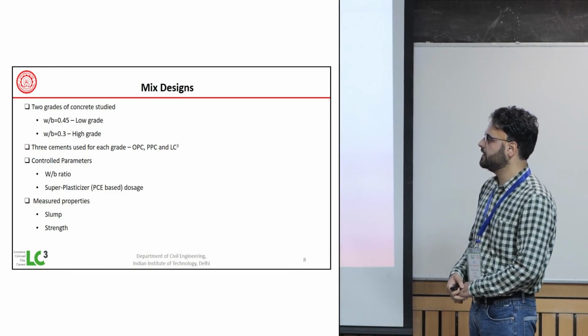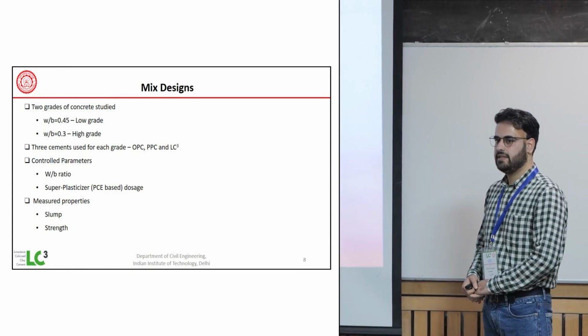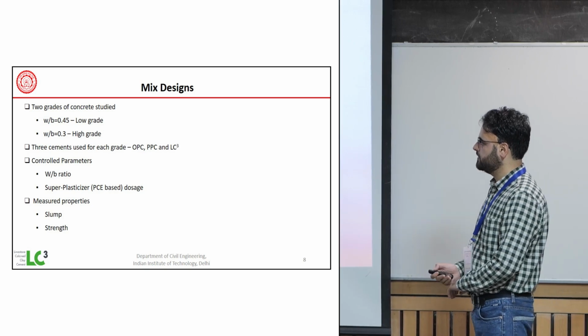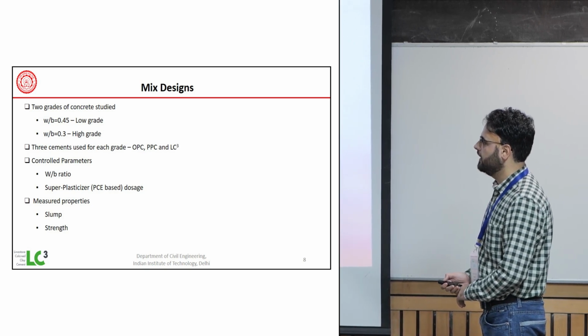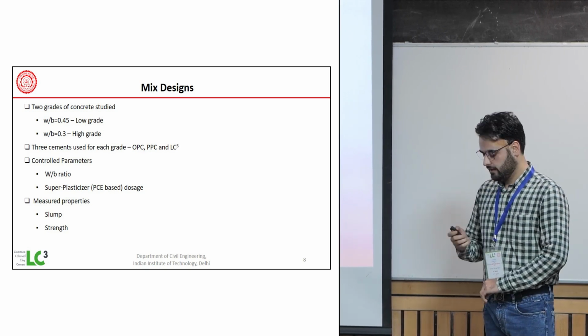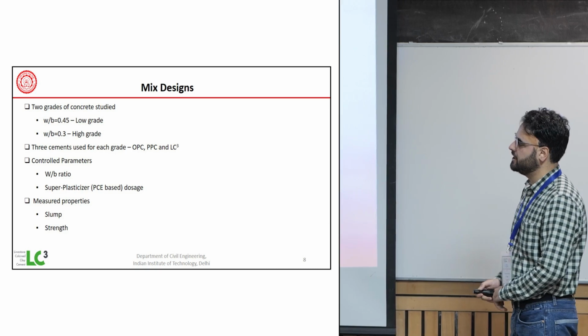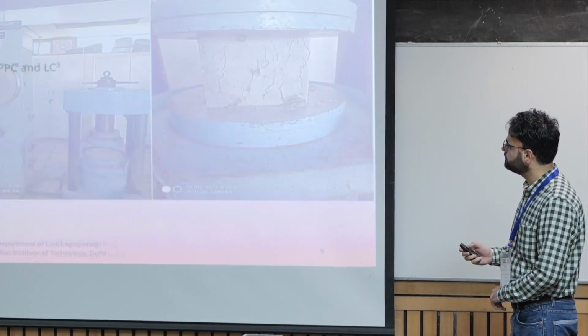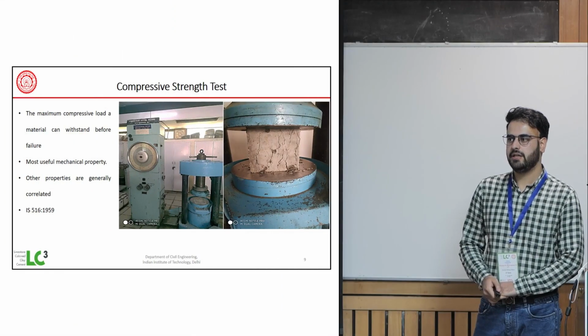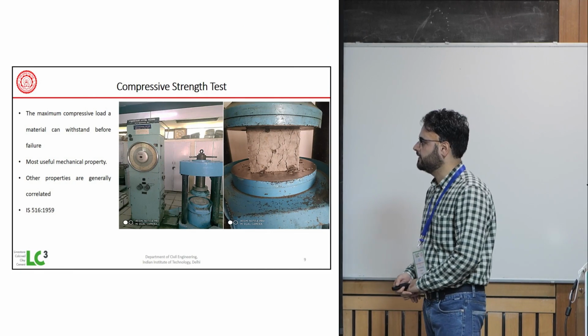In this, three cements were used for each grade: the OPC, the PPC, and LC3. The control parameters that were used in the study are the water binder ratio and the superplasticizer dosage. And the properties that were measured are the slump and the strength. So this is the compressive strength test. The compressive strength means the maximum amount of compressive stress that a material can bear without failure.